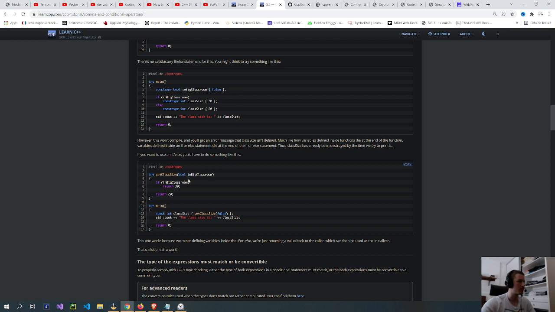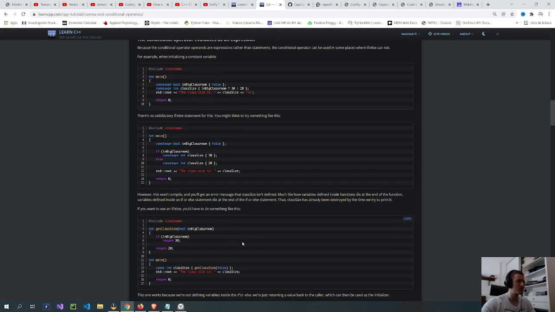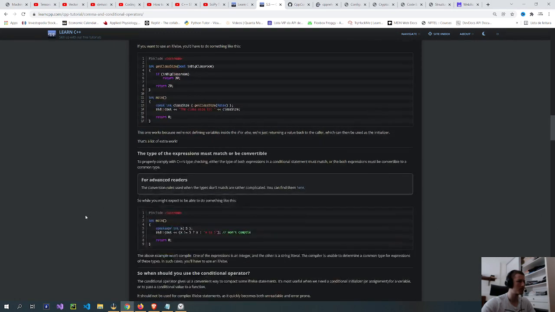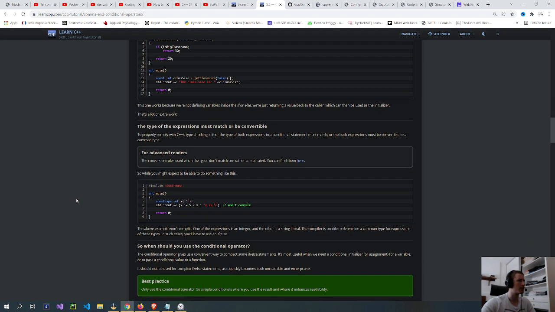So I create a function instead. It returns 20, and then if the thing is true, it's going to return 30. Which is a lot more work than doing this. This one works because we're not defining variables inside the if or else, we're just returning a value back to the caller, which can then be used as the initializer. That's a lot of extra work.